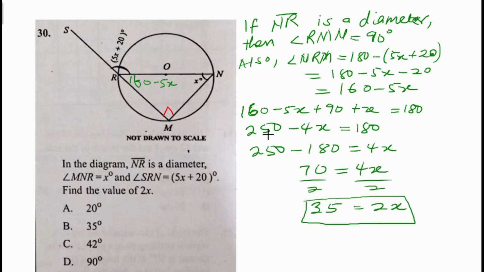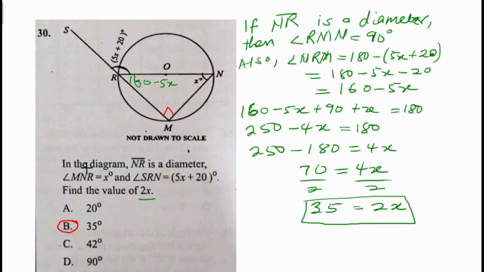Right, so let me explain. Like I said, we just added all of them and equated it to 180. 250 minus 4x will be equal to this. But when I get here, remember the question asks us to solve for 2x. So we don't need to solve for x before multiplying it by 2 again. So I just divided the 4x by 2, which will give us the 2x, and that gives us 35 degrees. And that is option B, the answer to this question.